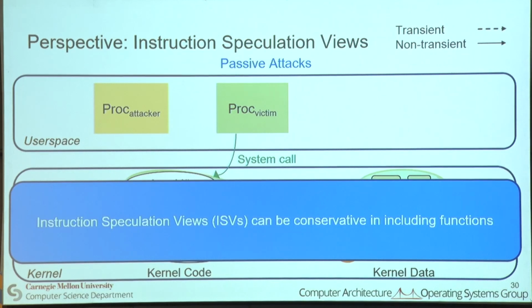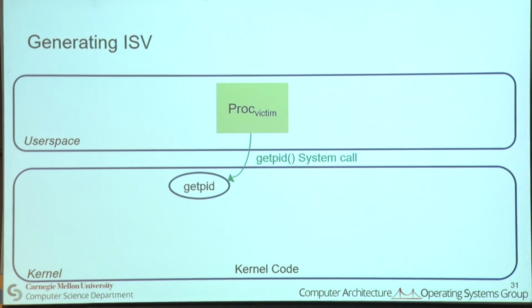It's important to note that ISVs can be conservative in including functions. Excluding a function from an ISV allows it to still execute non-speculatively. Thus, we can have some performance trade-off for increased security. But how do we generate this set of functions in the first place, when the Linux kernel has millions of lines of code? For simplicity, the following example will only include the kernel code.